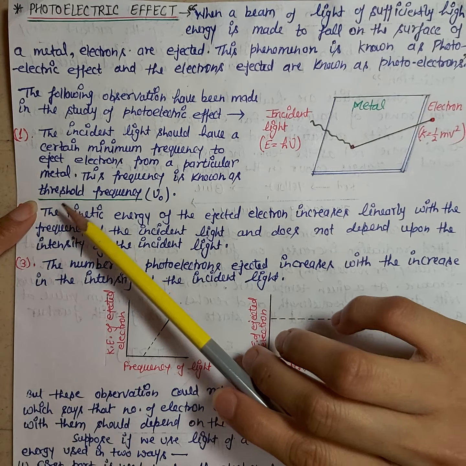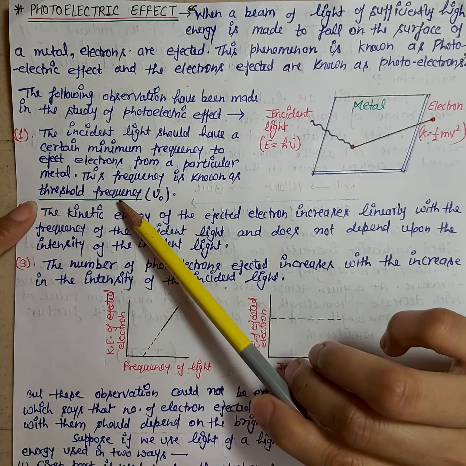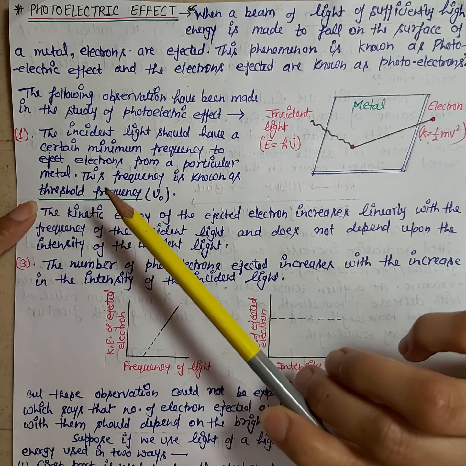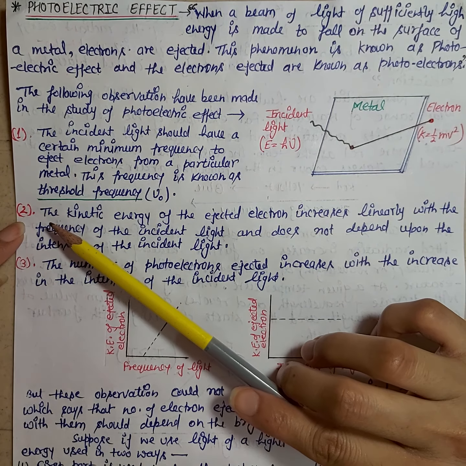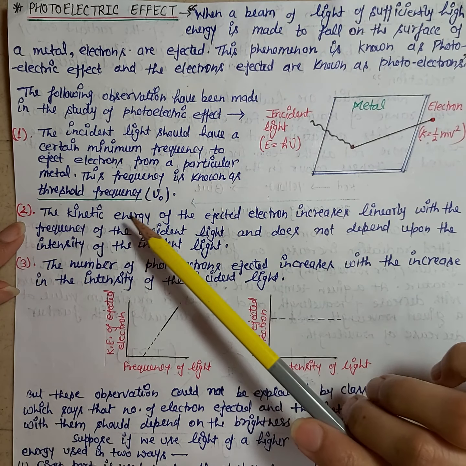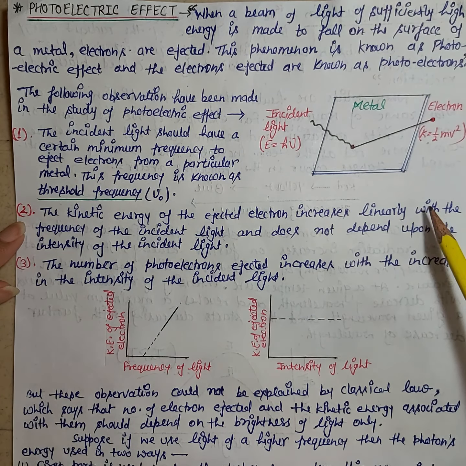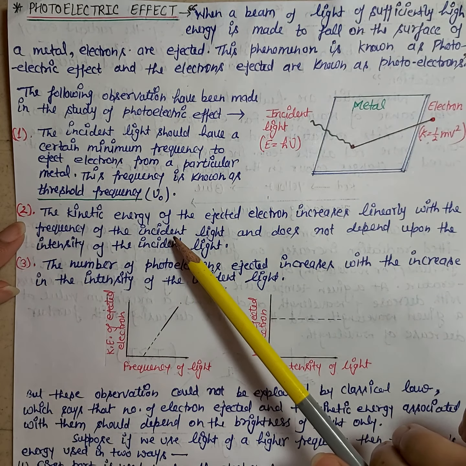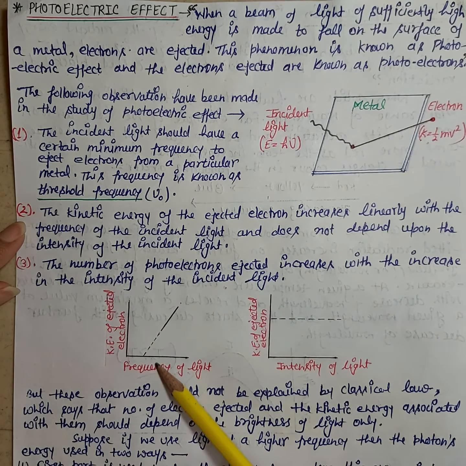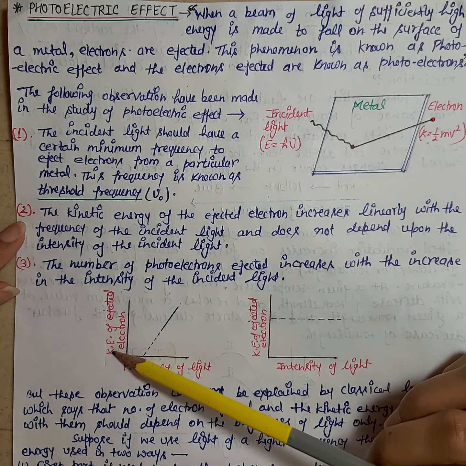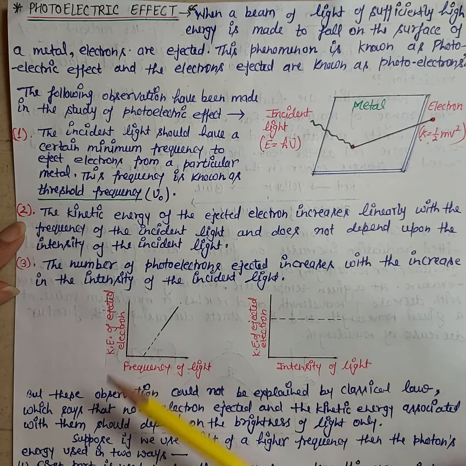That's why this is the minimum amount of energy which is required to eject the electron. Now the second observation is that the kinetic energy of the ejected electron increases linearly with the frequency of the incident light, as is clear from this graph. Here I have taken kinetic energy of the ejected electron, and on this axis the frequency of light. So it is clear from this graph that the kinetic energy of the ejected electron increases on increasing the frequency of light.